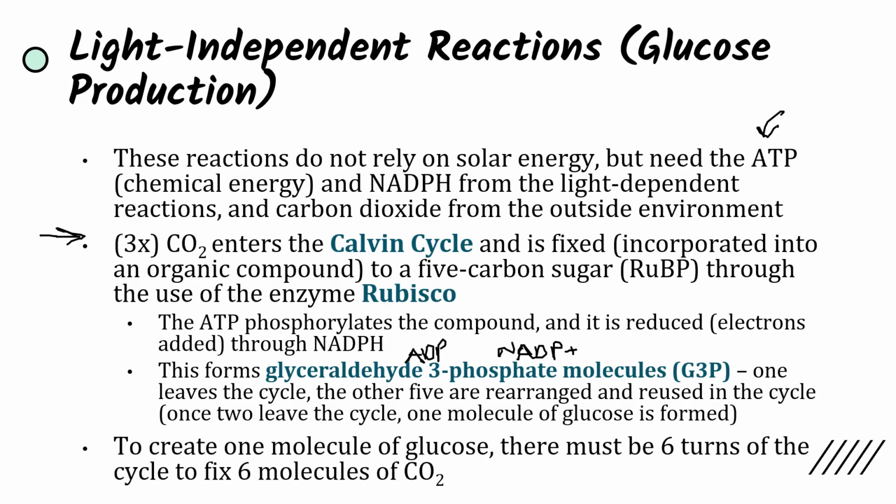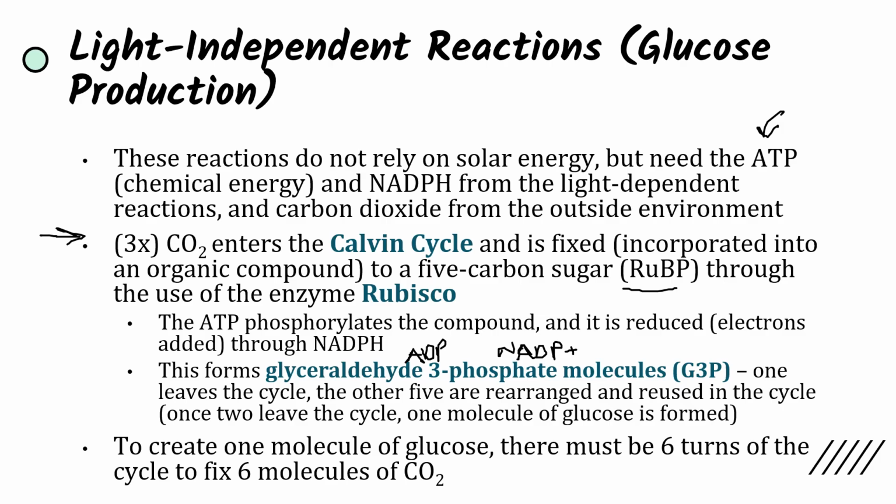This is eventually going to form G3P, 5 molecules of it. One of them is going to leave the cycle, while the other 5 are rearranged and reused in the cycle, turned back into RuBP. Once two of them leave the cycle, one molecule of glucose is going to be formed.